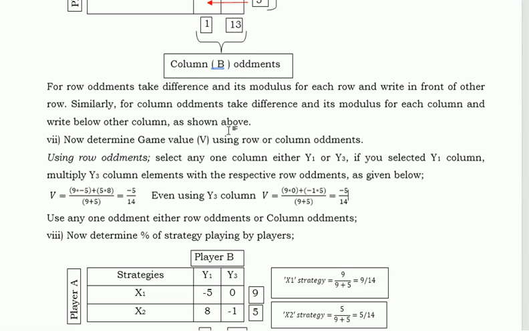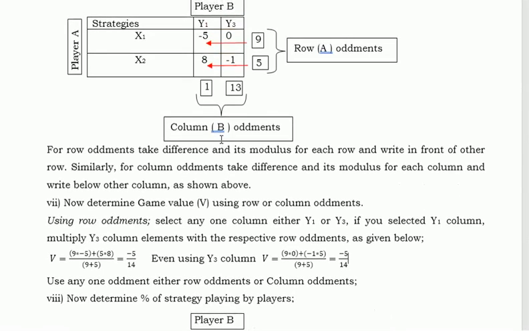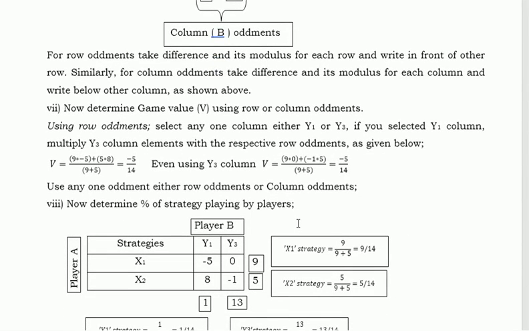You can even use column oddments. If you use column oddments, 1 into minus 5 and 13 into 0 divided by 1 plus 13, that is also minus 5 by 14. You can even use the x2 row, 1 into 8 plus 13 into minus 1, that is minus 5 divided by 14. Using row oddments or column oddments, you are getting the same value.